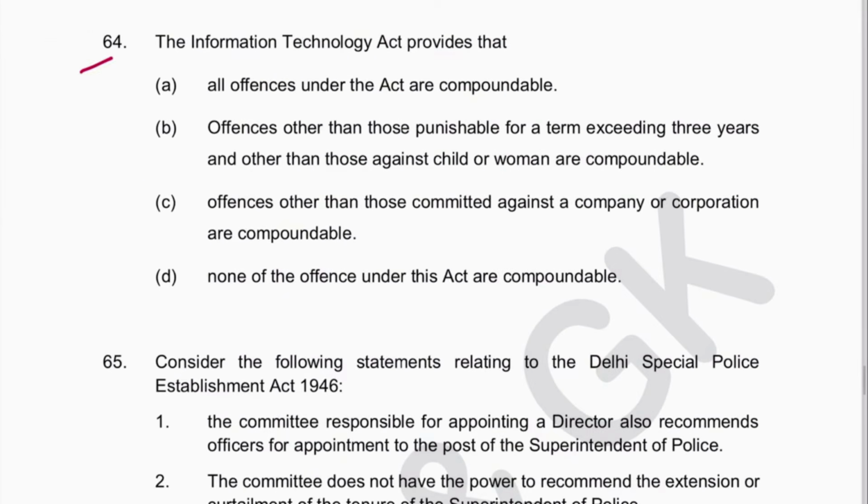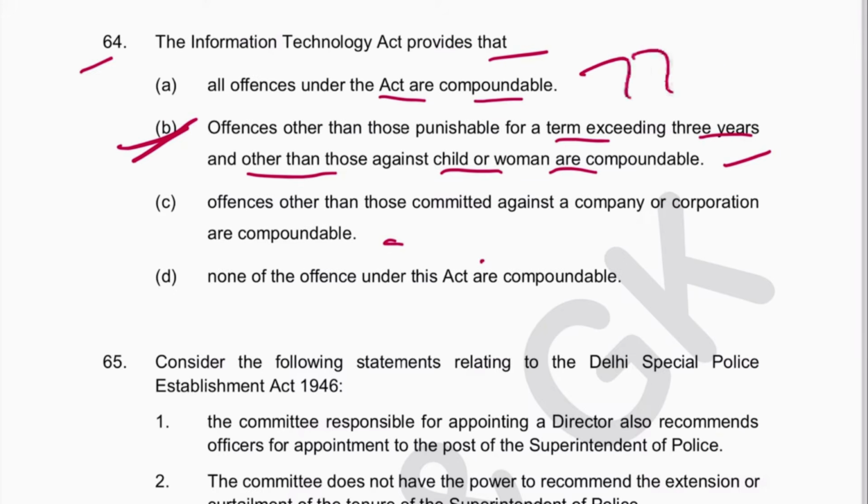Next, 64. The IT Act provides that all offences under the Act are compoundable. Not all. Offences other than those punishable for a term exceeding 3 years and other than those against children or women are compoundable. This is correct. So, no. B is the answer. This is mentioned in Section 77A of the IT Act. It came by the amendment of 2009.